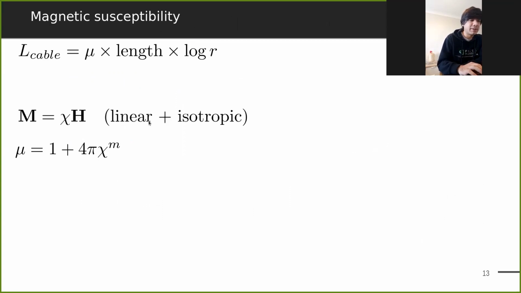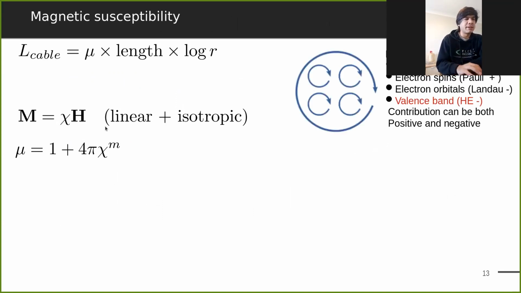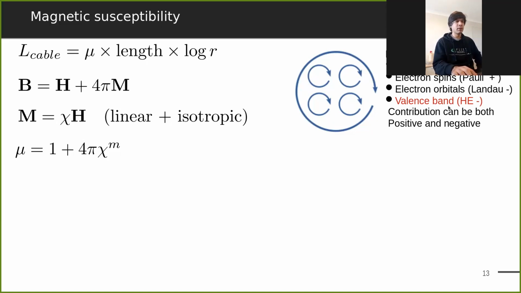And the susceptibility in a linear system relates the magnetizing field to the magnetization. So when you apply an external field H, core shells, electron spins, and electron orbitals all get magnetized in response to this external field. Their contribution to magnetization can be both positive and negative. And we find that in Dirac systems, the valence band contributes significantly to this magnetization.